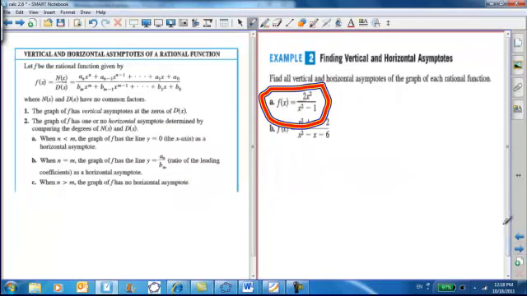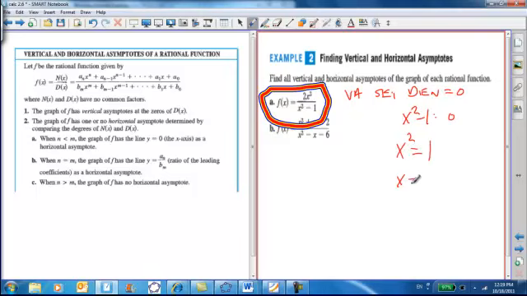Now, let's find some vertical and horizontal asymptotes here. First, on the first one, 2x squared over x squared minus 1. We'll define the vertical asymptotes. We set the denominator equal to 0. So set x squared minus 1 equal to 0. So we have x squared equals 1, so x equals plus or minus 1. We get two vertical asymptotes. Vertical asymptotes at x equals 1 and x equals -1.